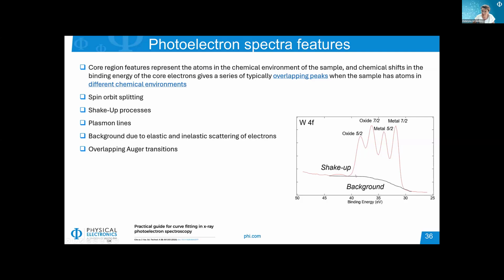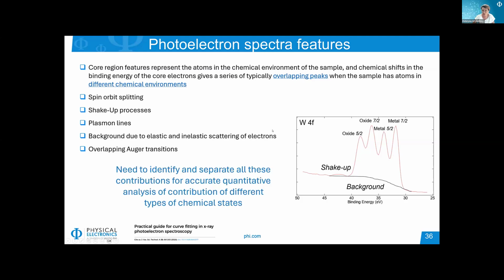Of course, background has to be treated adequately in order for us to correctly define the area that only comes from the photoelectrons belonging to that transition. There may be overlapping peaks, other elements, or Auger transitions. So the goal of the curve fit is to identify and separate all of these contributions for accurate quantitative analysis of different types of chemical states.